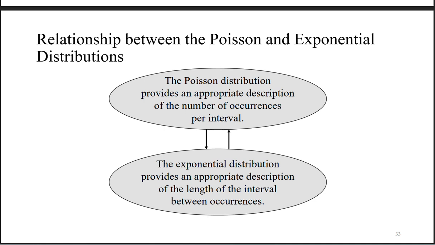And so one is looking at the number of occurrences, the other is looking at the time between two occurrences. Poisson is discrete because we are counting the number of cars that will arrive at the toll booth. Exponential is continuous because we are measuring the time between two cars. Okay, so know the difference between these two. One is discrete, the other is continuous.